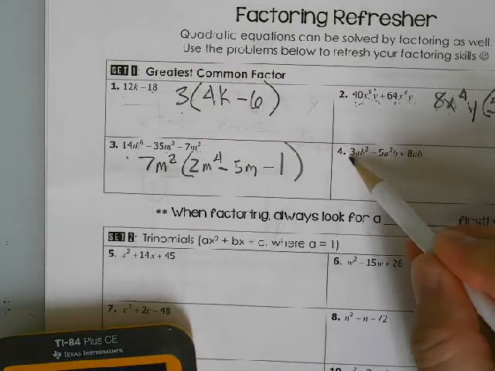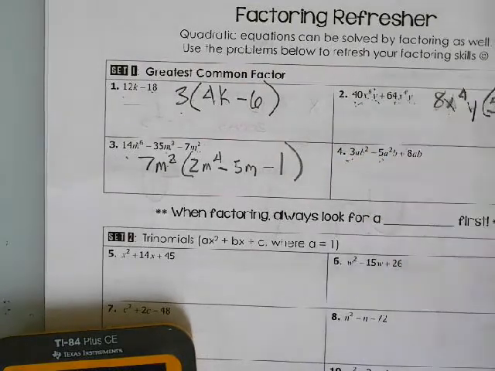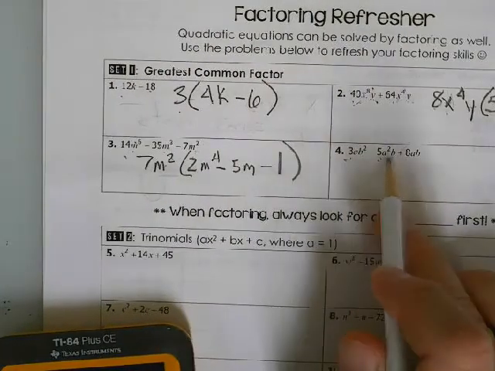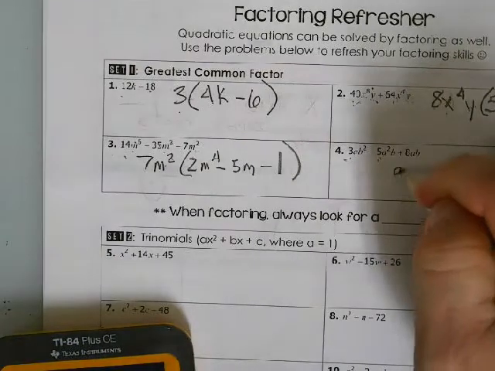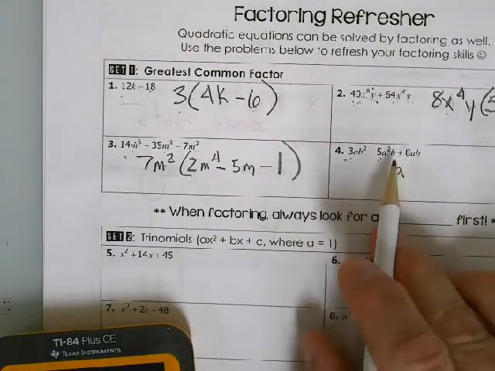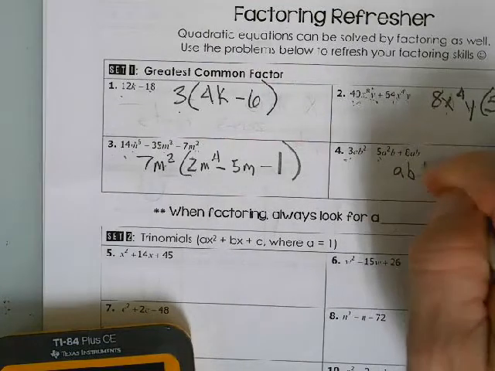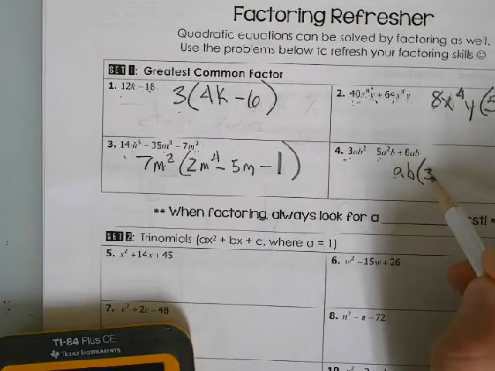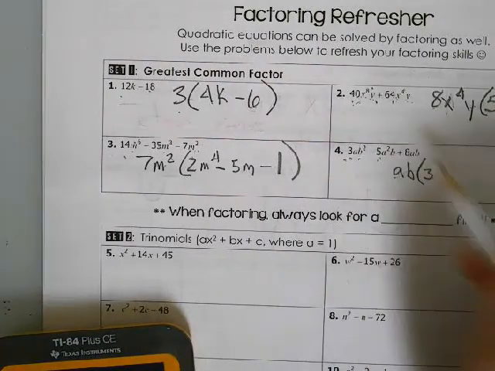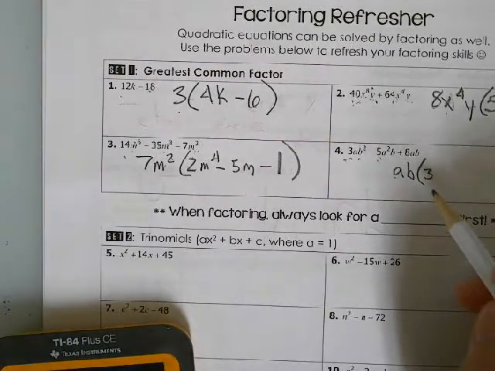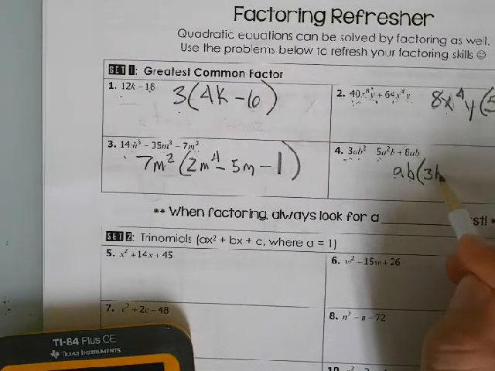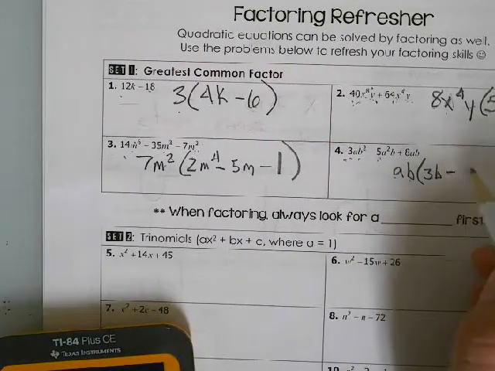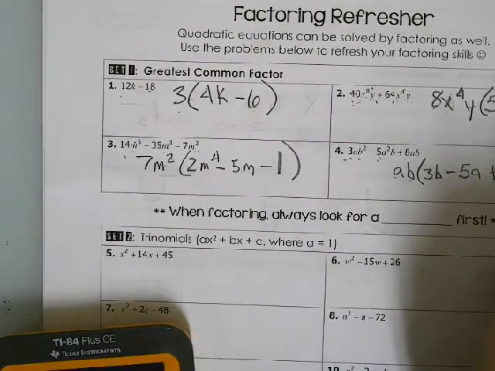Here, 3, 5, and 8. 3 and 5 are both prime, so there's not going to be a common factor there. But we have a squared, and a, so I'm going to have a in each term. B squared, b, and b, so just b in each term. And then that's 3. We've got the a, so a times 3 is 3a. We don't have to put the 1. Okay? B times b is b squared minus 5a plus 8.